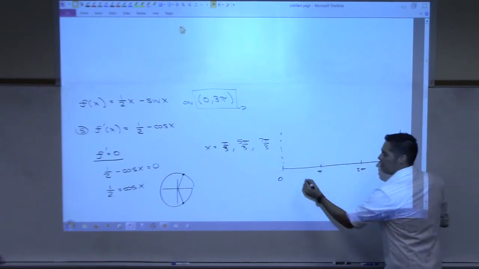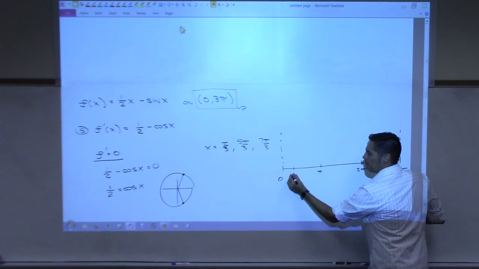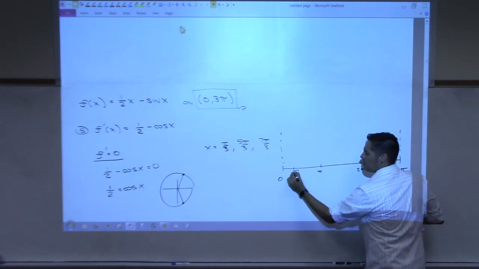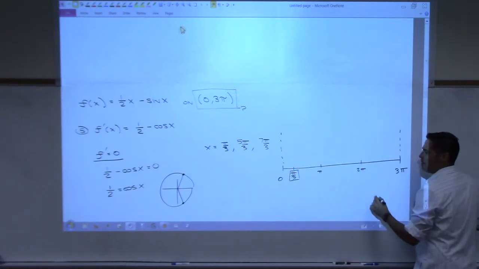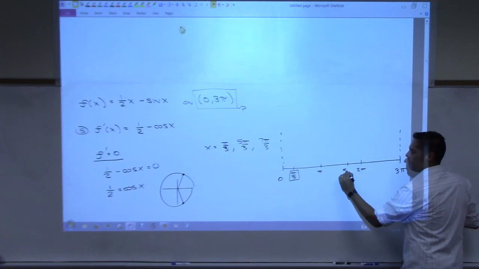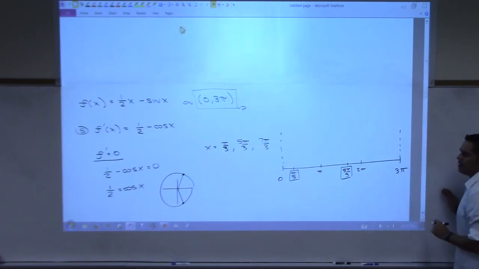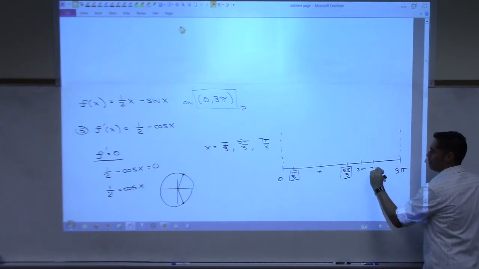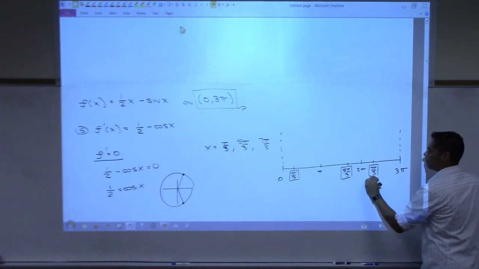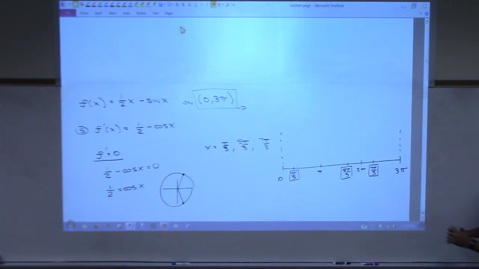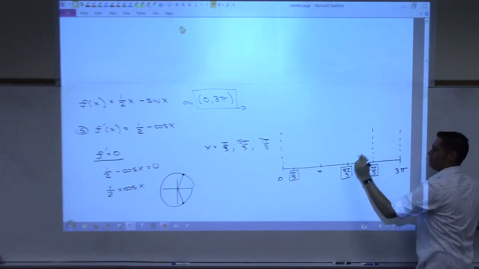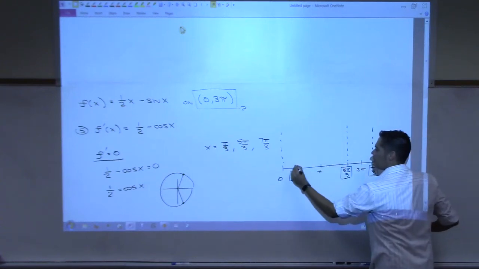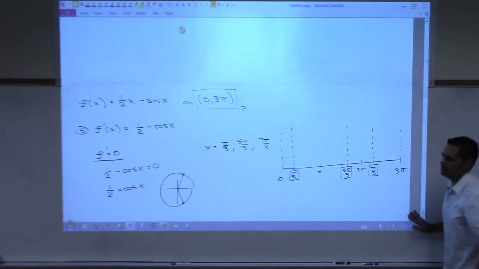Pi over 3 would be here, wouldn't it? That's a critical number. 5 pi over 3 would be here, right before 2 pi. And then 7 pi over 3 would be right there. Y'all still good?